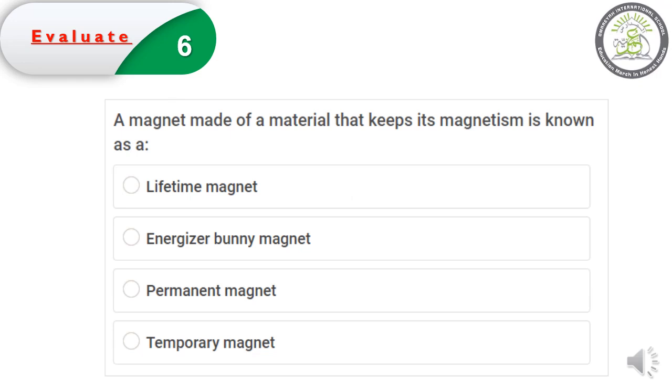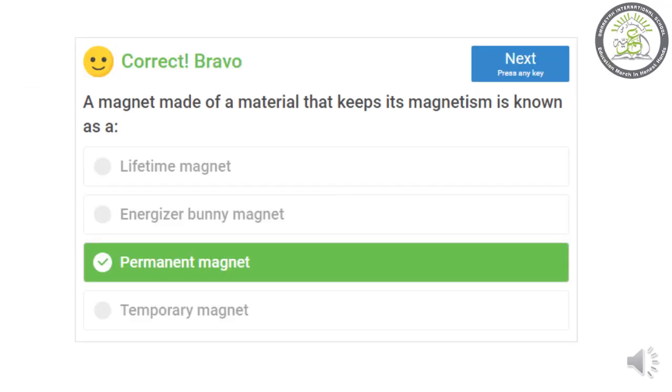The first question: a magnet made of a material that keeps its magnetism is known as a lifetime magnet, energizer bunny magnet, permanent magnet, or temporary magnet. So what is the correct answer? I will give you only 10 seconds to remember. Correct, bravo. So a magnet made of a material that keeps its magnetism is known as a permanent magnet.